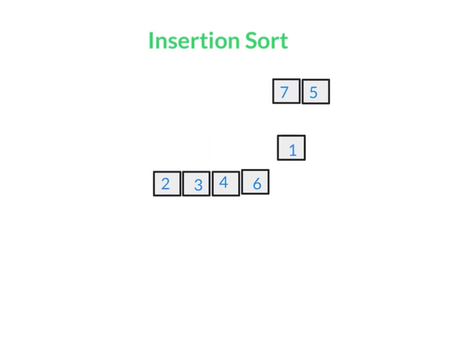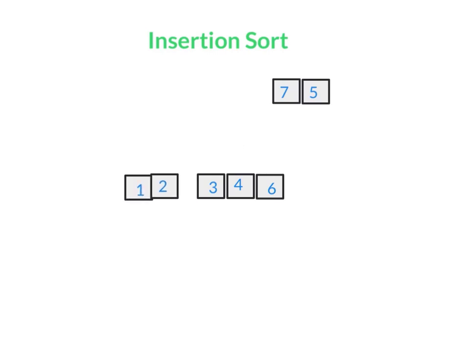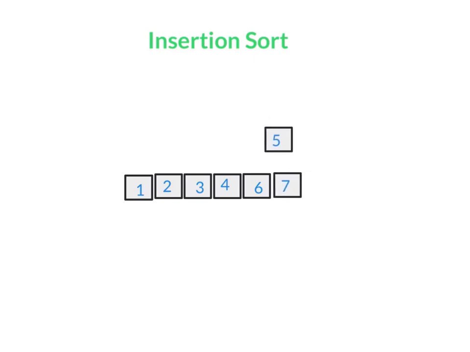Then our next element is 1. 1 is smaller than 6, smaller than 4, smaller than 3, smaller than 2, so we put 1 at the front. Our next element is 7. 7 is bigger than 6, so it's good. And then we have 5. 5 is smaller than 7, smaller than 6, and then we put 5 where it belongs. And you'll notice, as we move through the array, we've sorted all the elements that we've seen up until that point. That's different from selection sort, which also keeps a sorted array, but those are the smallest elements in the array. With insertion sort, we sort them as we see them.